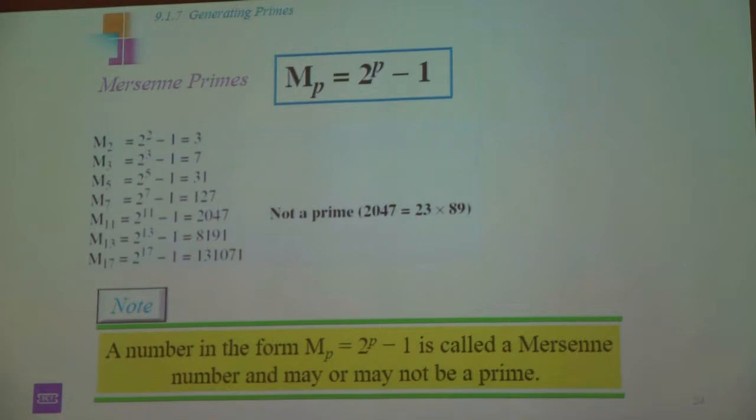So do you think this algorithm will go too far? Unfortunately, no. If you try it, it fails here. 2 to the power 11, and 11 is a prime, but it generated 2047, and 2047 is not a prime because you can factorize it to 23 times 89. So a number of the form 2 to the power p minus 1 is called a Mersenne number, and it may or may not be a prime.